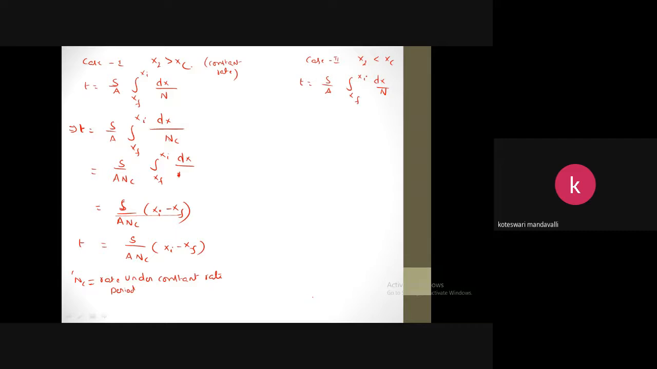Okay, now what will happen if it falls below critical moisture content?